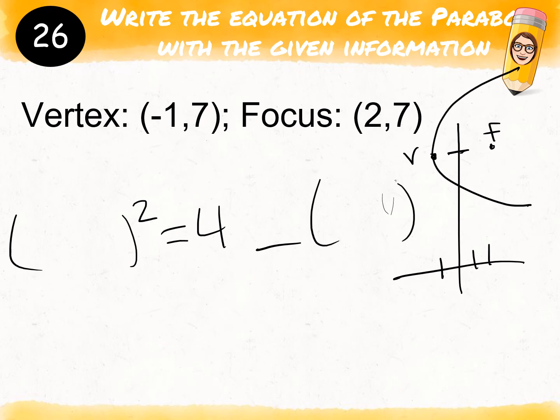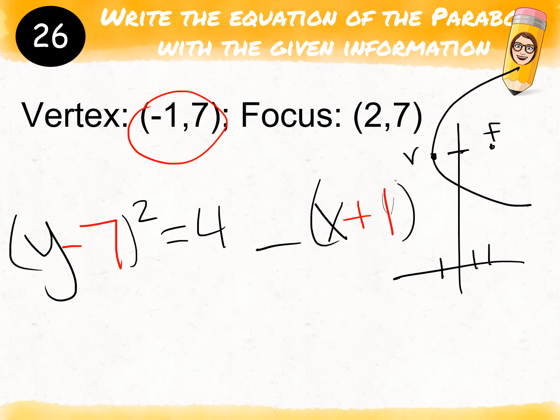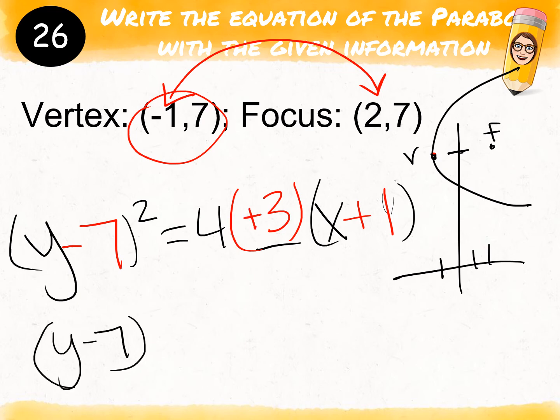My graph is going left to right, so that means the y is squared. My vertex is at -1, 7, so that means x plus 1, y minus 7. The distance from the vertex to the focus, if I acknowledge this distance from -1 to 2, is 3. It's opening to the right, so it's positive. Let's tidy that up. We've got a positive 12 out front.